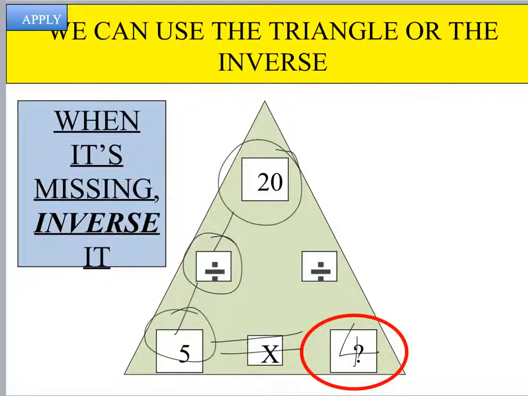Sometimes though, you might just know the times table. 5 times what equals 20? 5 times 4 equals 20. But if you don't, when it's missing, inverse it. Great, let's move into some we do now. So get yourselves ready with your whiteboard and pen, and you're going to be drawing some triangles. So take time to draw a triangle up on your board now, and it would be best not to rub that out, but just to rub the numbers inside. Therefore, make your triangle very large so you don't have to rub out the triangle each time. Press pause and do that now.